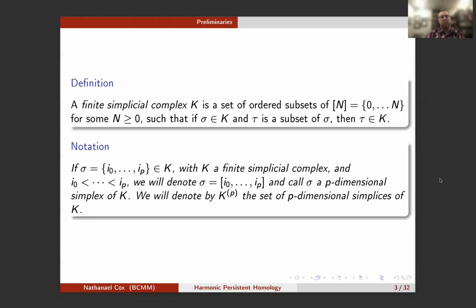So to start, we want to define a finite simplicial complex. The formal definition is given here, but you can just think of it as appropriate unions of vertices, edges, triangles into higher dimensions. And then a P simplex is whatever the P-dimensional analog of a triangle is. So a zero simplex is the vertex, a one simplex is an edge, etc.